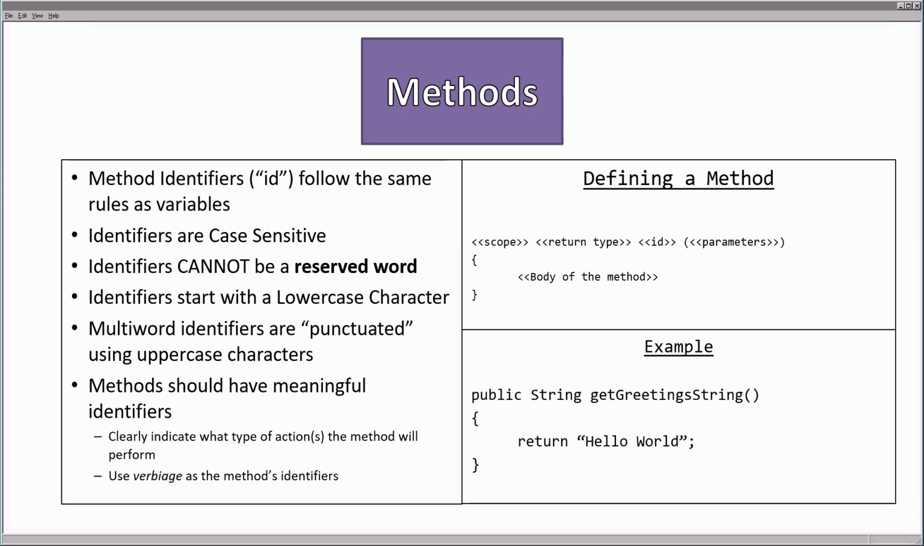Also, methods should have meaningful identifiers just like variables. They clearly indicate what kind of action, what the verb is. It's a good idea when we're writing method names to use verbiage as their identifiers. So just like this one right here, we get the greeting string.